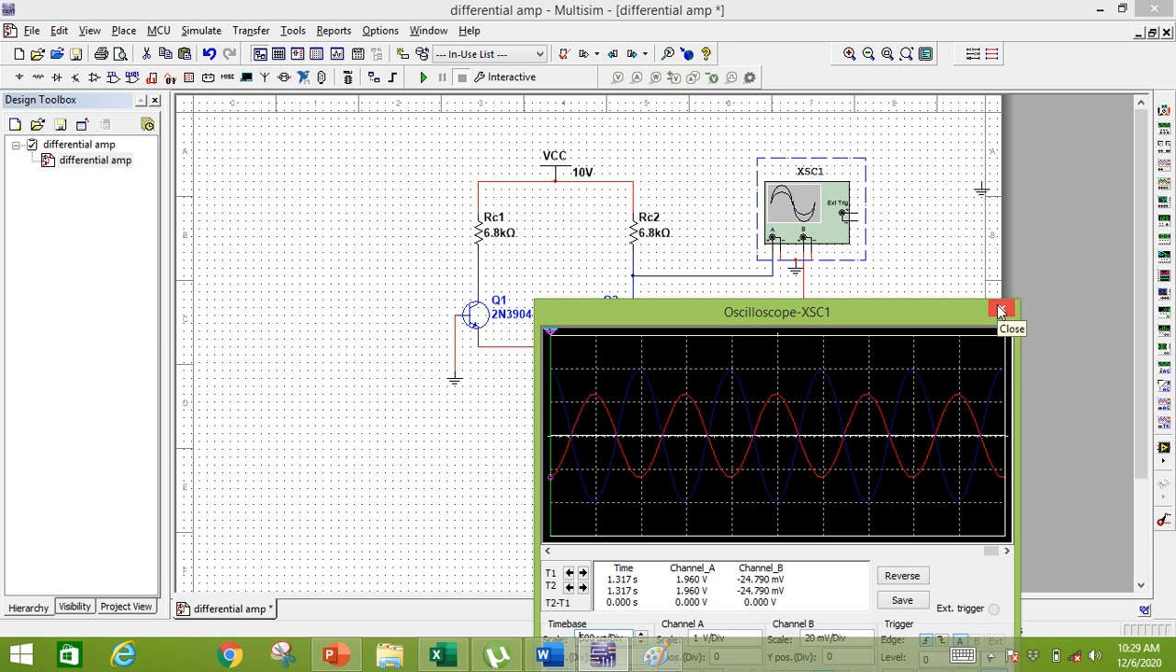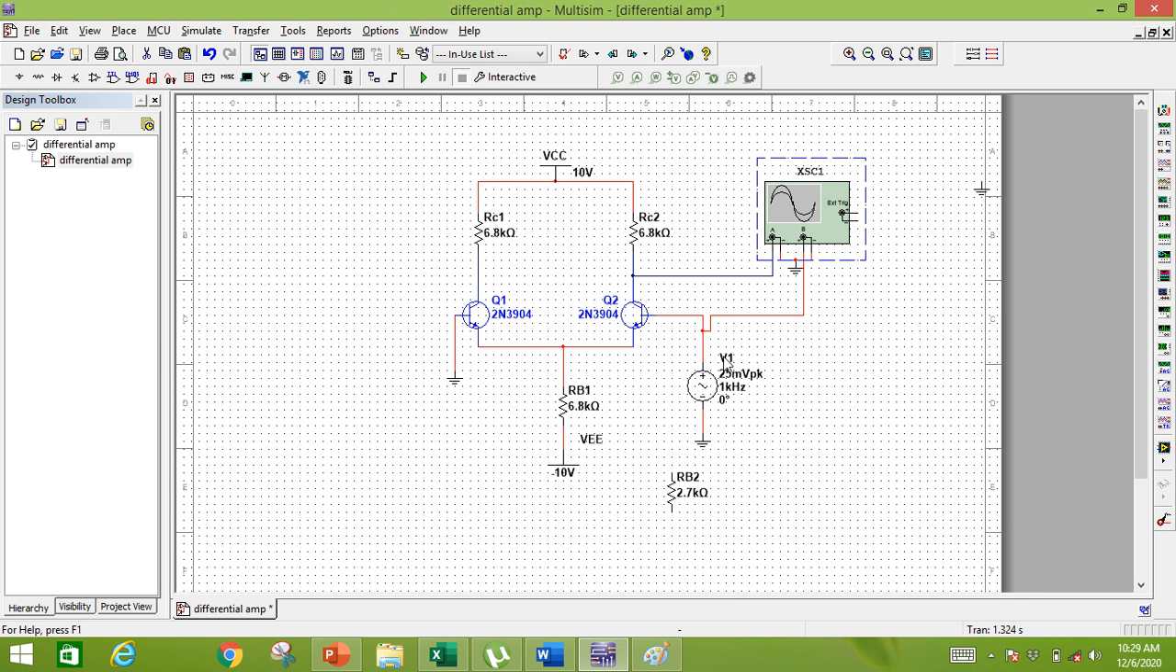So let's determine the common mode gain. For the common mode gain we have to apply the same signal to both the inputs.